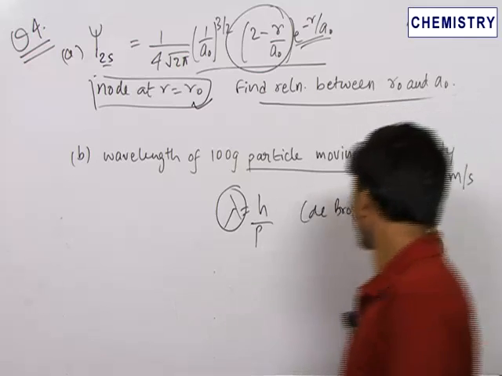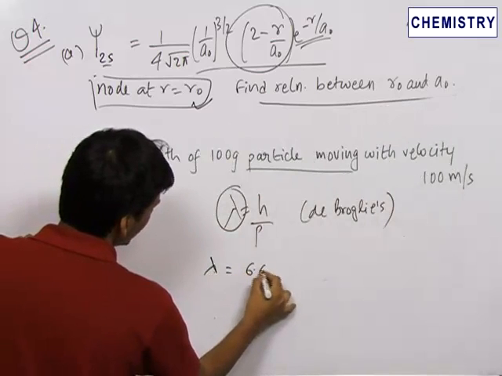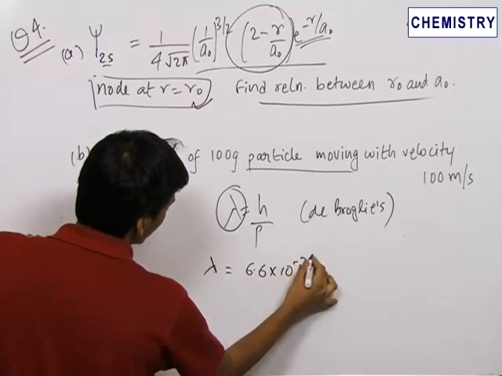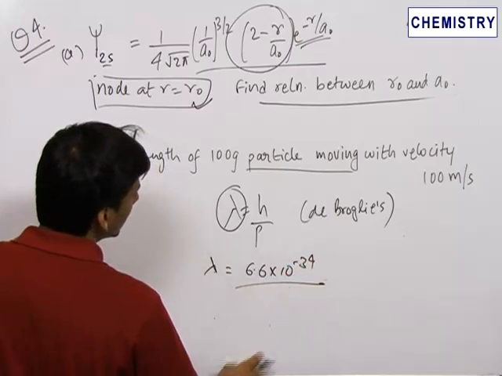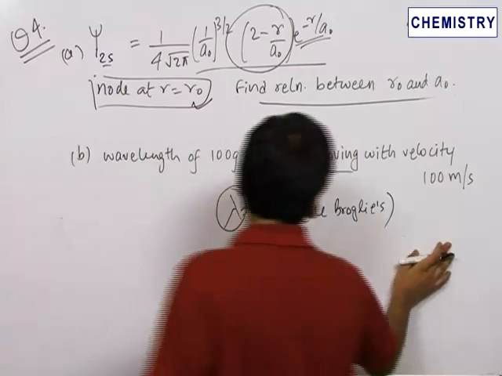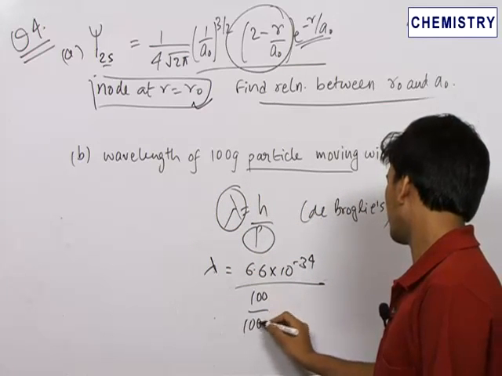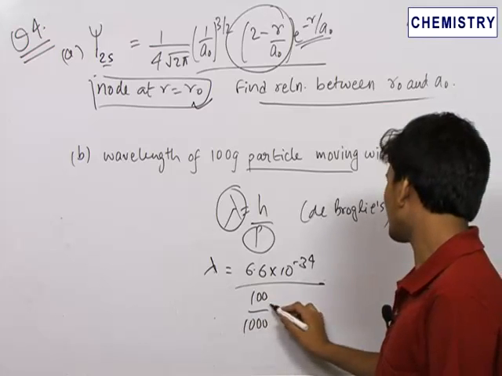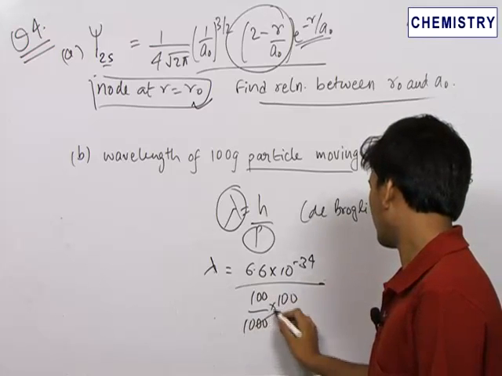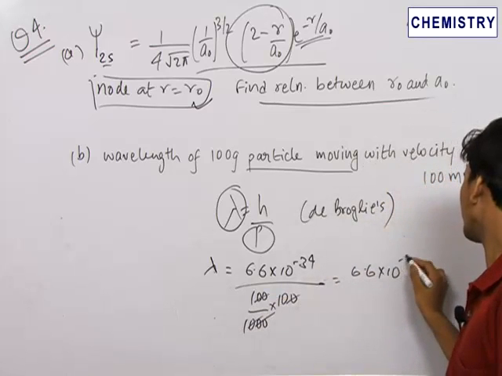This formula always tells you the wave nature of a particle. Therefore, by using this formula we get the wavelength to be equal to 6.6 into 10 raised to minus 34, that is the value of Planck's constant, upon the linear momentum of the particle, which is equal to m into v, that is 100 upon 1000, mass in kgs, into the velocity, that is 100. This becomes equal to 6.6 into 10 raised to minus 35 meters.